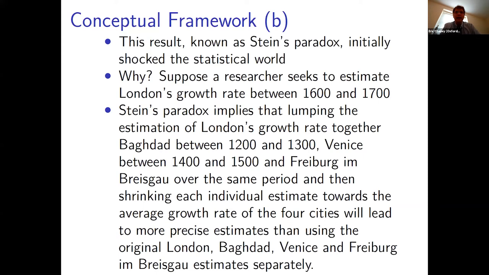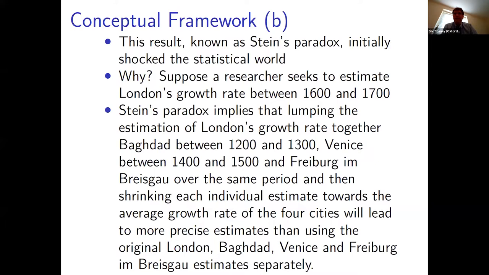If it's not clear, maybe the best way to build intuition here is just to give an example. This result, which is known as Stein's paradox, initially shocked the statistical world. Suppose that a researcher seeks to estimate London's growth rate between 1600 and 1700, and that Stein's assumptions hold. Well, Stein's paradox implies that lumping together the estimation of London's growth rate together with that of Baghdad between 1200 and 1300, Venice between 1400 and 1500, and Freiburg over the same period, and then shrinking each individual estimate towards the average growth rate of the four cities, will lead to more precise estimates in a mean squared error sense than using the original London, Baghdad, Venice, and Freiburg estimates separately.